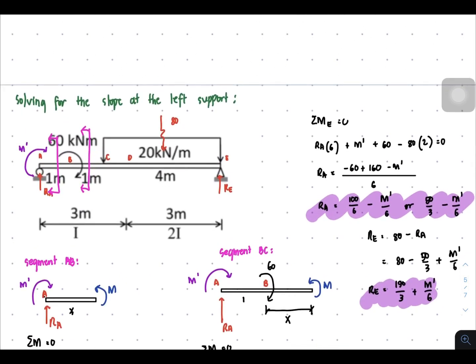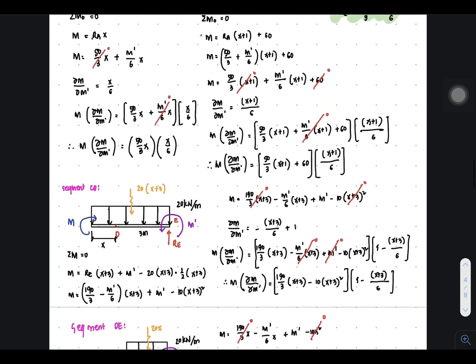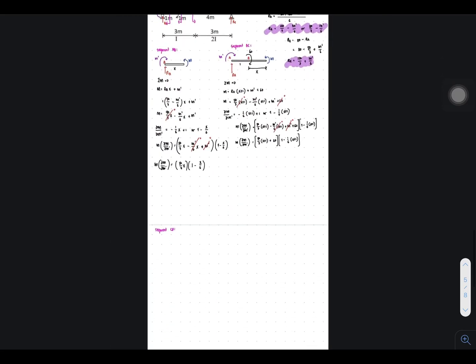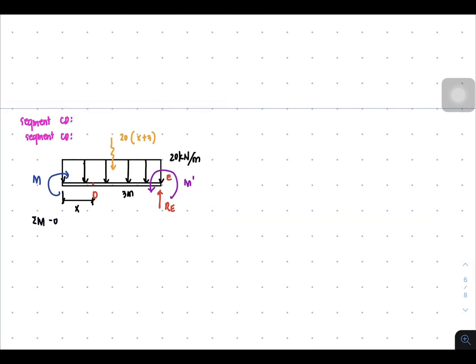So for the next segment, we will be cutting CD here, and segment CD. So for segment CD, let's just borrow the previous segment CD here. Let's borrow this one. And then paste it here.